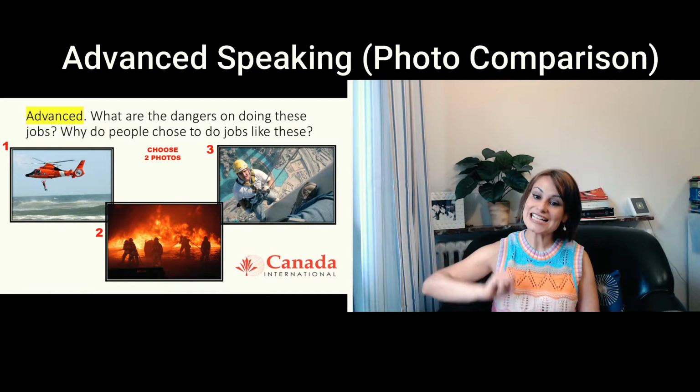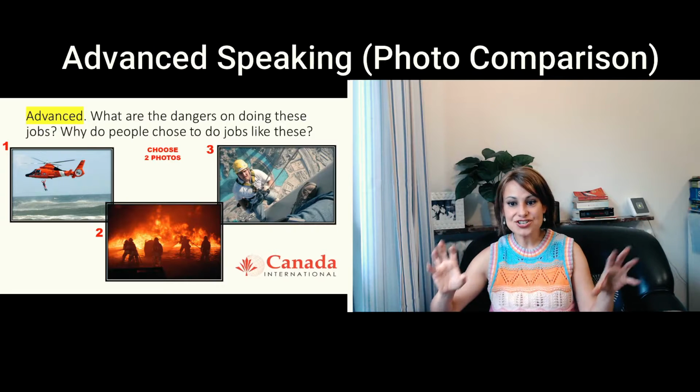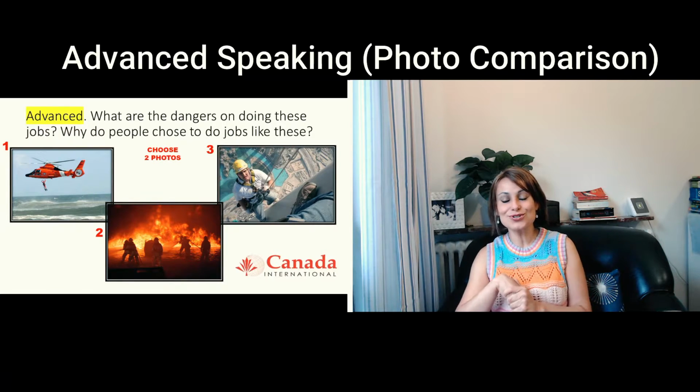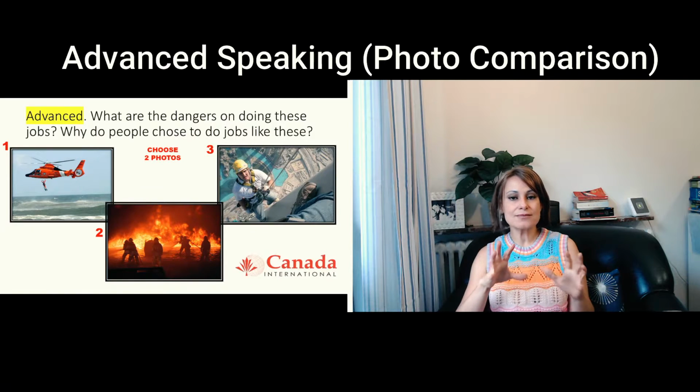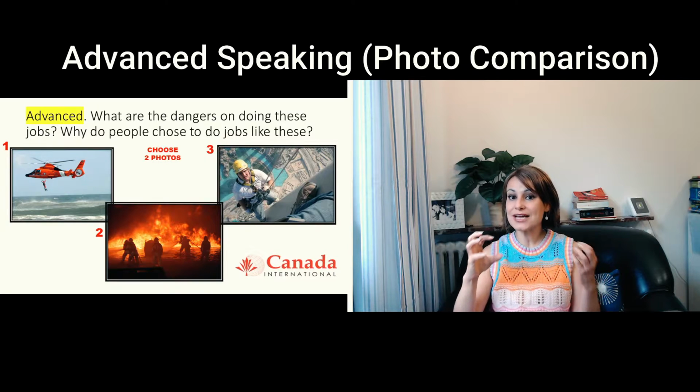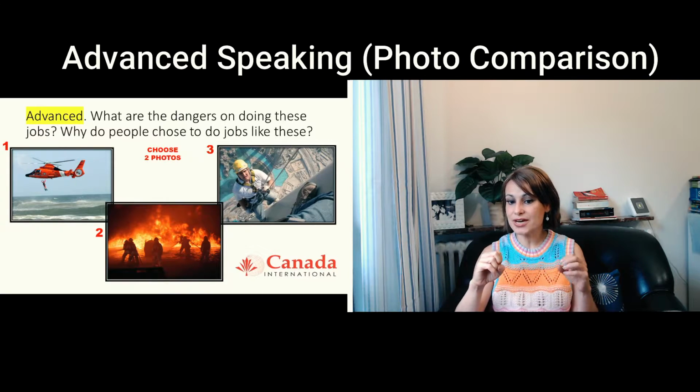Very good. Question number 1 says, what are the dangers of doing these jobs and why do people choose to do jobs like these? So I would say something like this. In front of me I have 3 pictures in which I can see dangerous jobs, and I will be comparing picture number 2 and number 3.